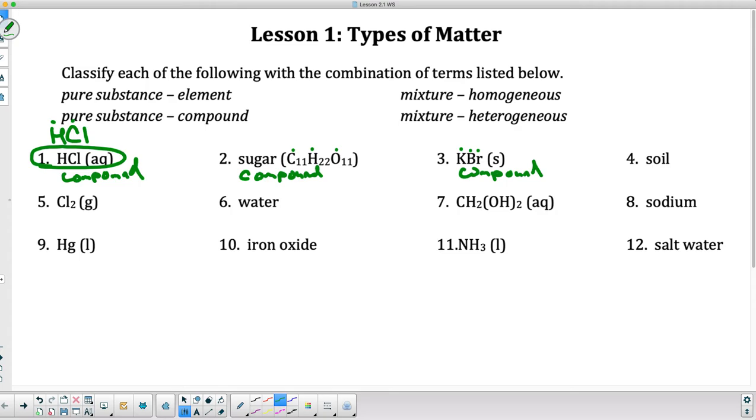Now take a look at soil. Soil does not have a formula, and soil can be separated into multiple things, right? So this is actually a mixture, and in this case, because it's not mixed evenly, this would be a heterogeneous mixture. Okay? So if you see something that has more than one capital letter in the formula or more than one name, as in iron oxide, then you can also be sure that this is a compound, a pure substance, but it's a compound. See what you can do with this. I'm going to let you figure it out.